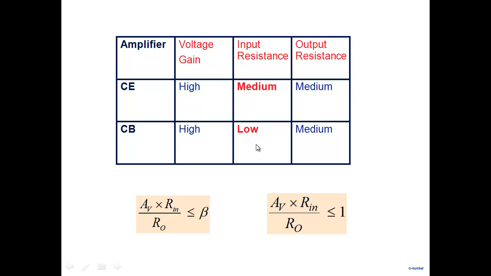and input resistance is low. But as I said, these are not proper ways of summarizing. A better way of looking at common emitter versus common base are these two expressions. This is how a common emitter amplifier behaves in terms of its capability, AV, Rin, Ro. And this is how a common base amplifier behaves, with AV, Rin, Ro less than or equal to 1.